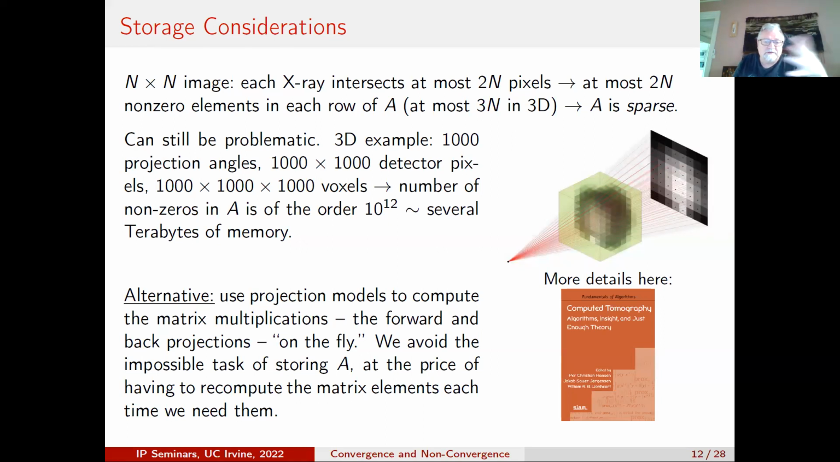And this is what is available in all the CT packages that we have available right now.